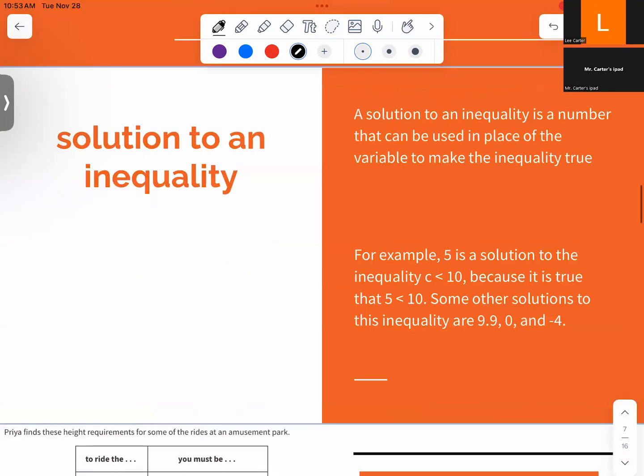Using amusement park rides for the example here. All right, a solution to an inequality is a number that can be used in place of a variable to make the inequality true. So for C is less than 10, 5 is a solution because 5 is less than 10. All right, 9.9 would be right, 0, -4, -1 million, whatever. So basically what it's saying here is if we have C is less than 10, then anything that you could say, okay, I can replace the C with 5, then that's true.